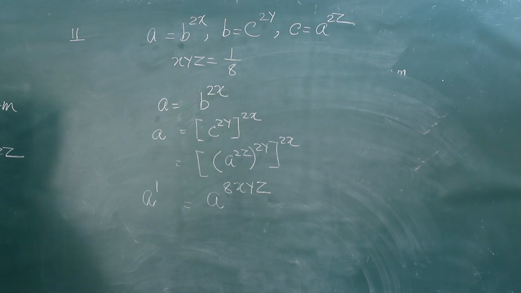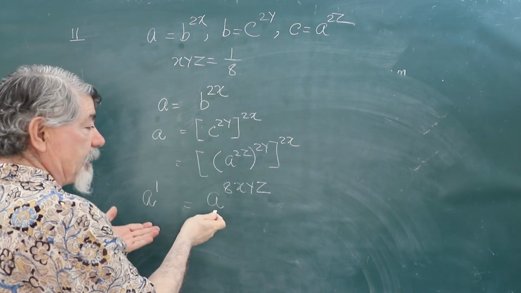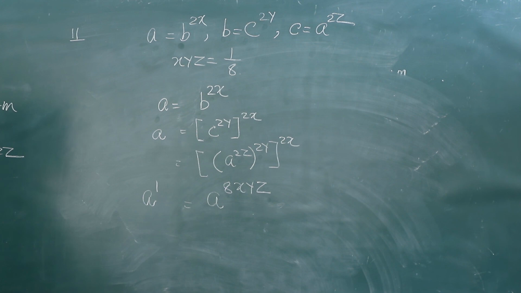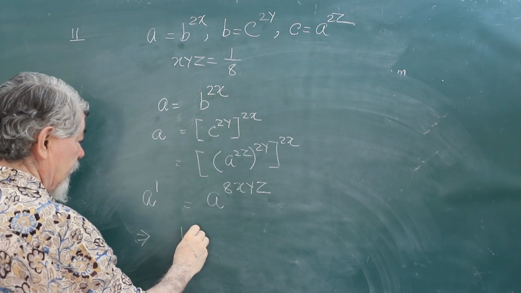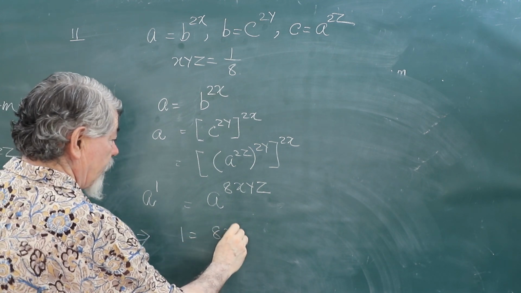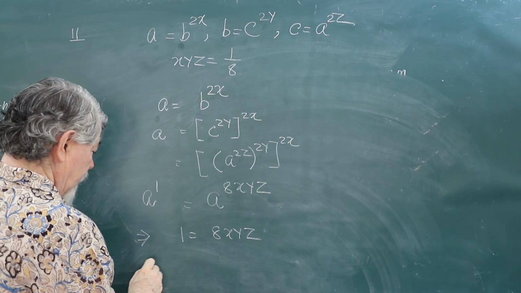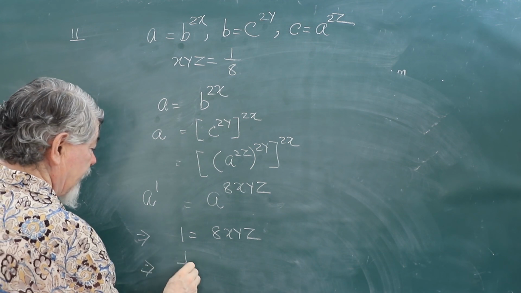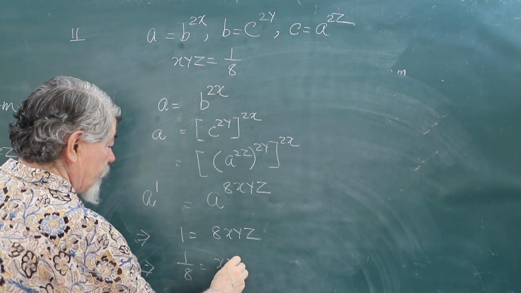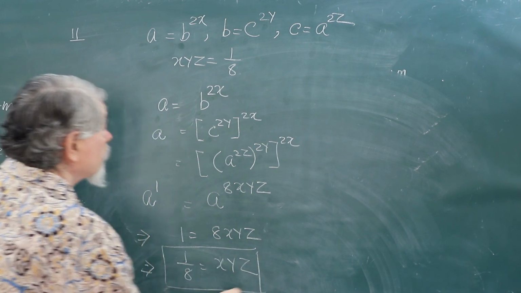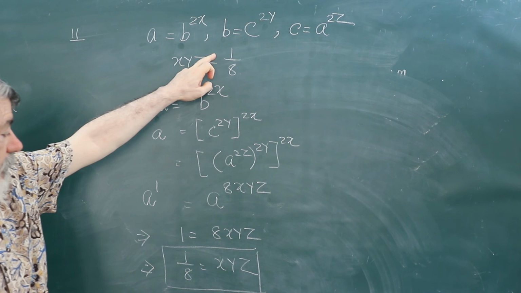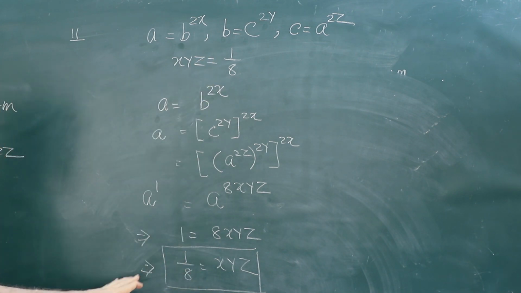So we have an equation in which on both sides the bases are same, so powers can be equated. That will imply that 1 is equal to 8xyz, or it will imply 1 upon 8 is equal to xyz. That is what you wanted to prove. You wanted to prove that xyz is 1 upon 8, so we have got xyz as 1 upon 8.